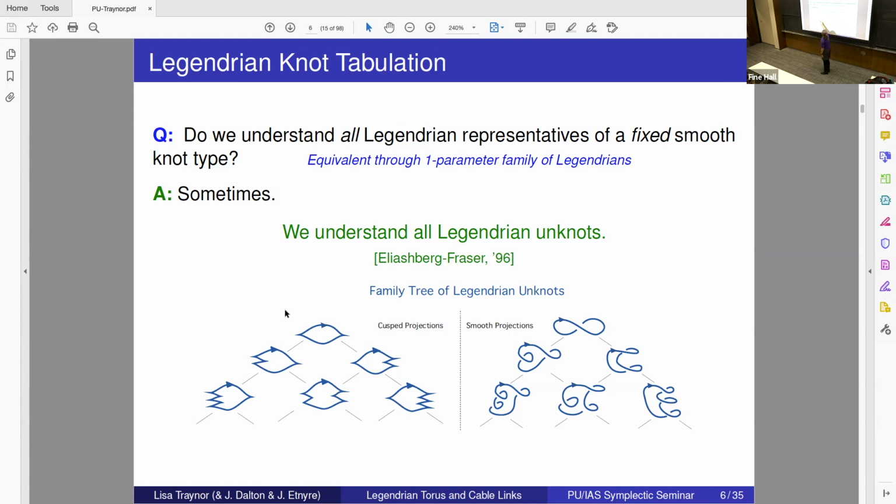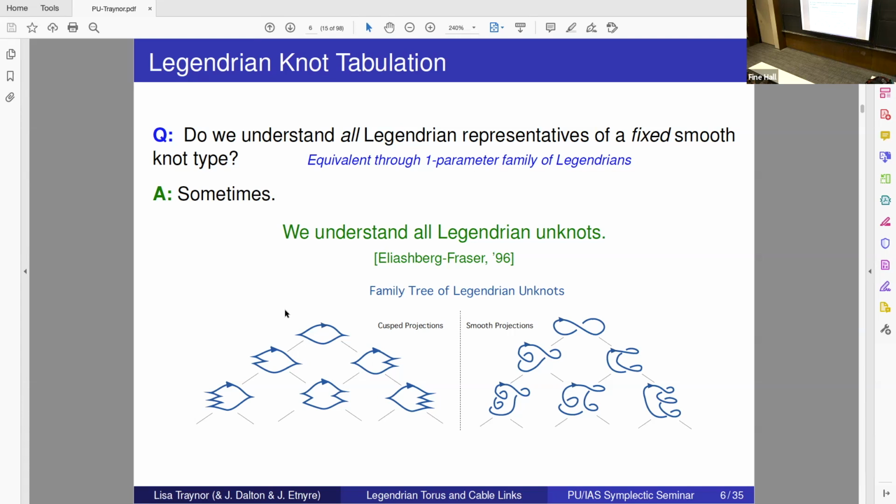So this is the most important one, and then all others are obtained by just adding these zigzags. This is a down zigzag. This is an up zigzag. If you were to look at it in a different projection, you would see more curly Qs. You can't just get rid of these curly Qs.